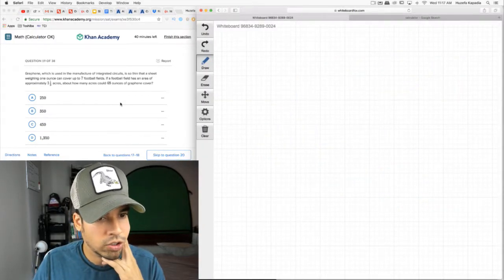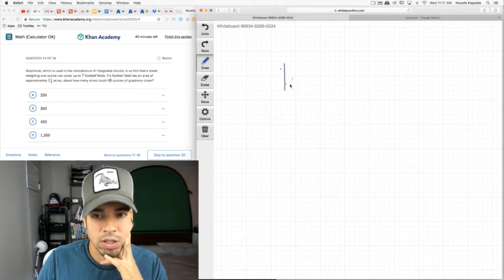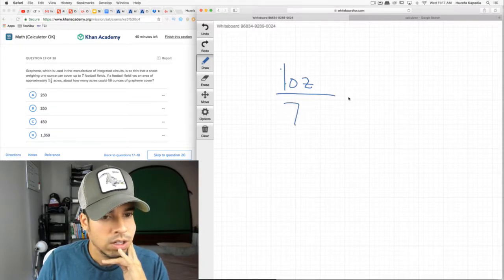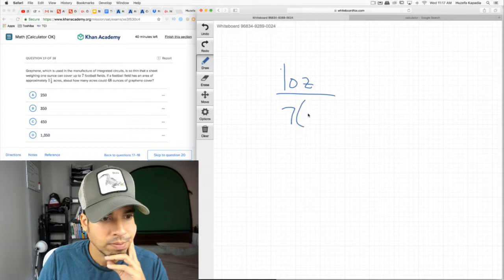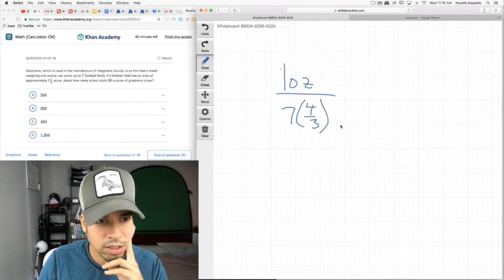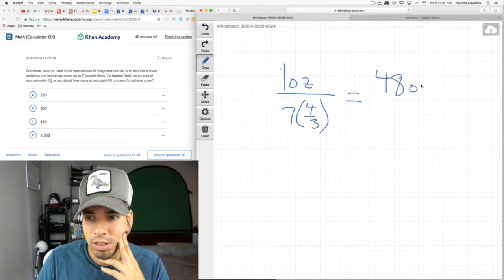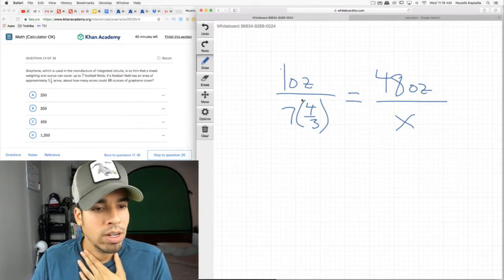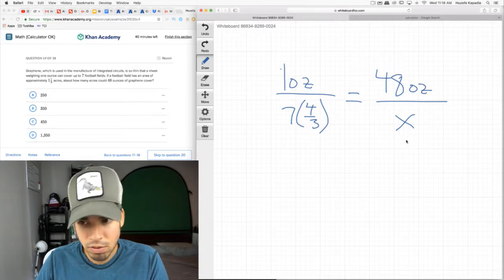Graphene, which is used to manufacture integrated circuits, is so thin that a sheet weighing 1 ounce can cover 7 football fields. If a football field has an area of 1 1/3 acres, so 7 times 4/3, I guess, how many acres could 48 ounces cover? Boom, set up a proportion, right? So 1 ounce covers this many acres, and then 48 ounces covers that many.